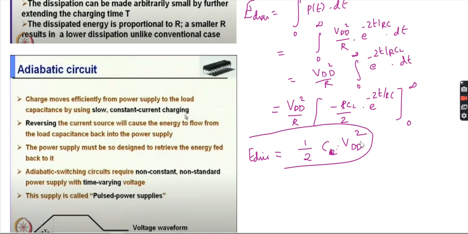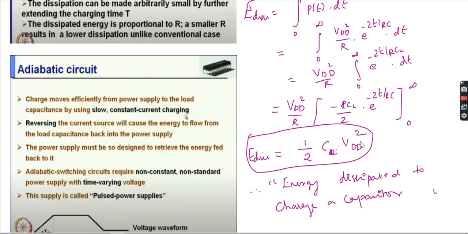Now, from this, we can make an observation. What is the observation we can make? Is the energy dissipated to charge a capacitor dependent on R or independent of R? It is independent of the resistor. This is one of the very important points.